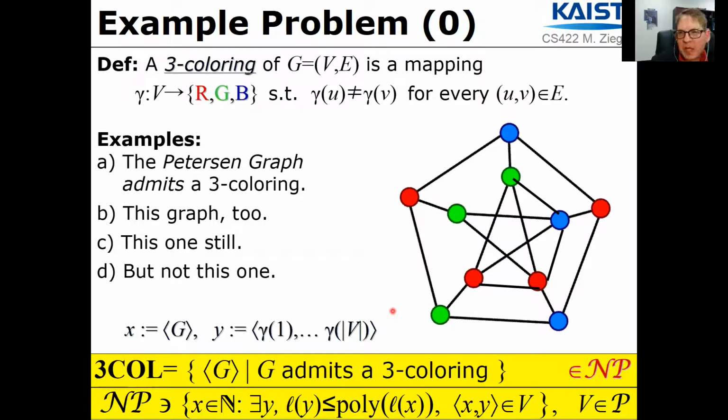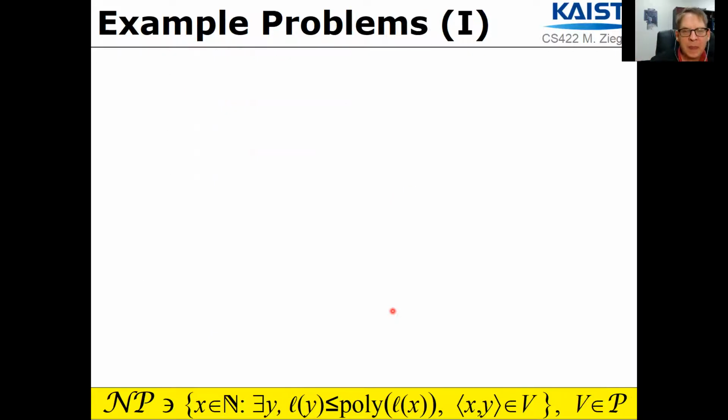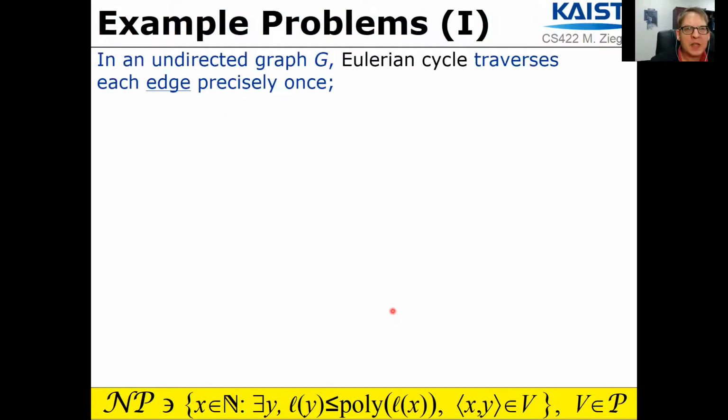But can it be done more efficiently, or are we overestimating the computational complexity of this problem? Is there maybe a more efficient algorithm that can get away without a witness, maybe an algorithm that decides whether a graph is three-colorable rather than just verifies it? And this turns out to be a very delicate and famous open question in computational complexity theory.